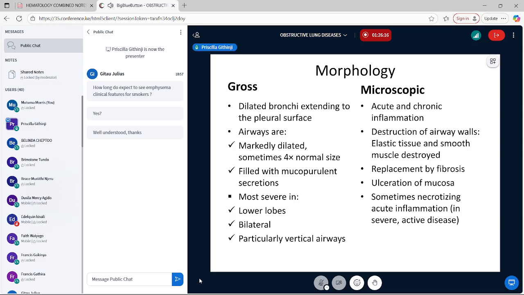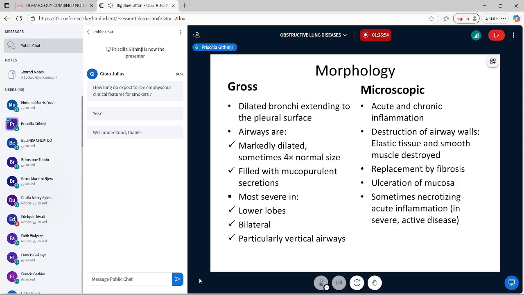So, grossly and microscopically, how does bronchiectasis appear? What is the morphology? So, grossly, you're going to see dilated bronchi extending to the pleural surface. The airways are usually markedly dilated, sometimes 4 times the normal size. And these airways will be filled with mucopurulent secretions, because one of the clinical symptoms we've talked about is the secretion of copious amounts of purulent sputum.